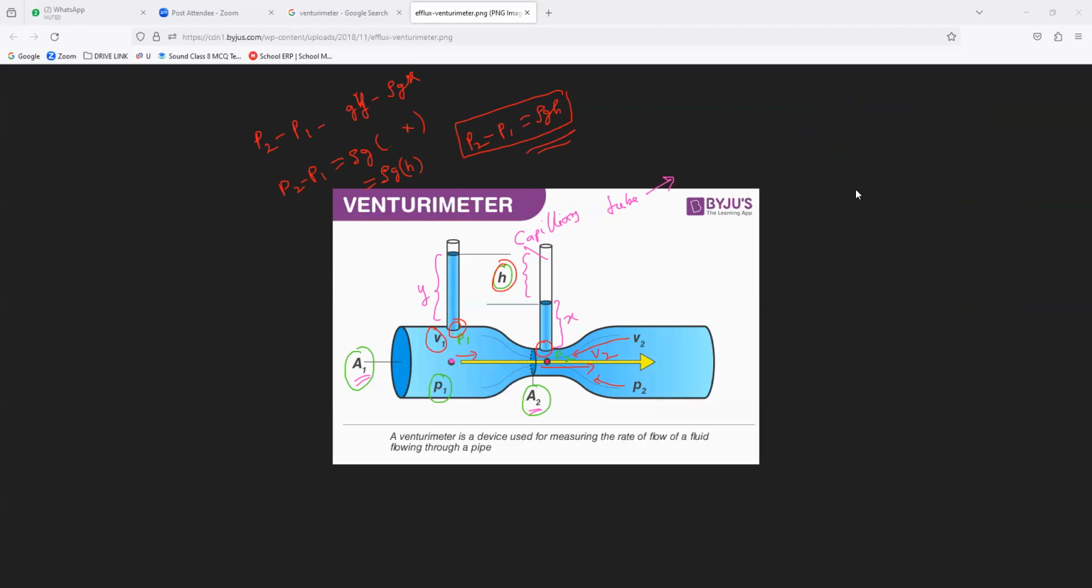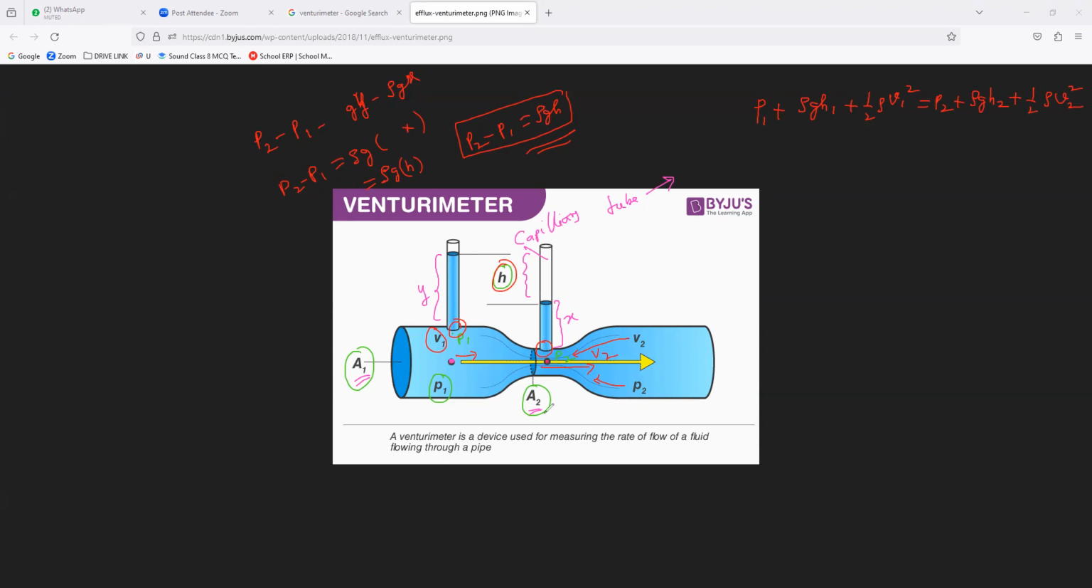P1 plus rho. Yeah, tell me. We are having two points, P1 and P2. Please respond. P1 plus rho G H1 plus half rho V1 squared is equal to P2 plus rho G H2 plus half rho V2 squared. Am I right?